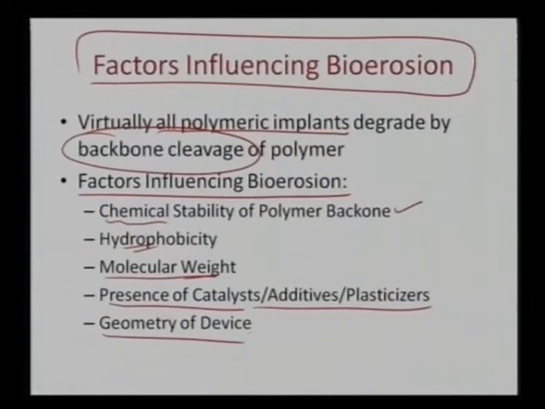And again, the geometry of the device: depending on how the device has been fabricated or processed, we can have a very strong influence on how the bioerosion will occur in a particular device. So we can see that all the polymeric materials which degrade by backbone cleavage can be affected by the chemical stability of the polymer backbone itself, by the hydrophobicity, by the molecular weight, by the presence of external additives, catalysts, agents, plasticizers, or even the geometry of the device. Let us look at them one by one so we can get a better feel of it.